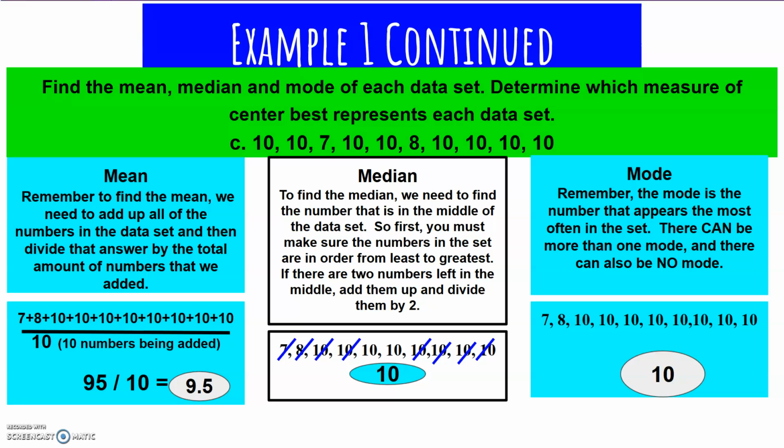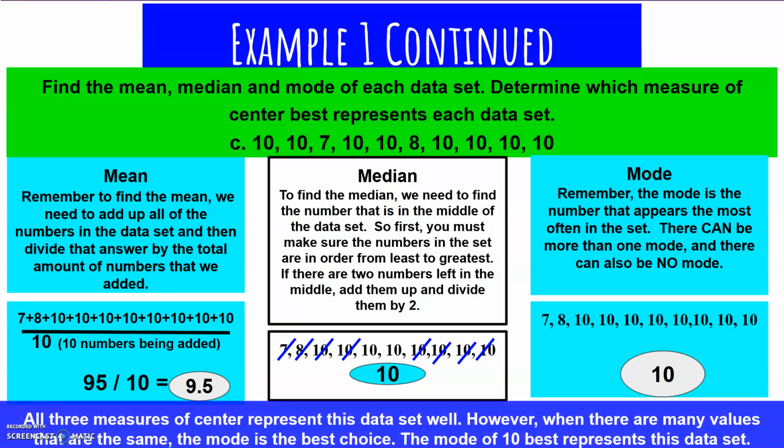So which is our best measure of center here? In this case, all three do a pretty good job. However, when there are this many values that are exactly the same, such as in this data set when there's 8 tens, the mode is the best choice. Since 8 out of the 10 numbers are tens, the mode represents the data set best.